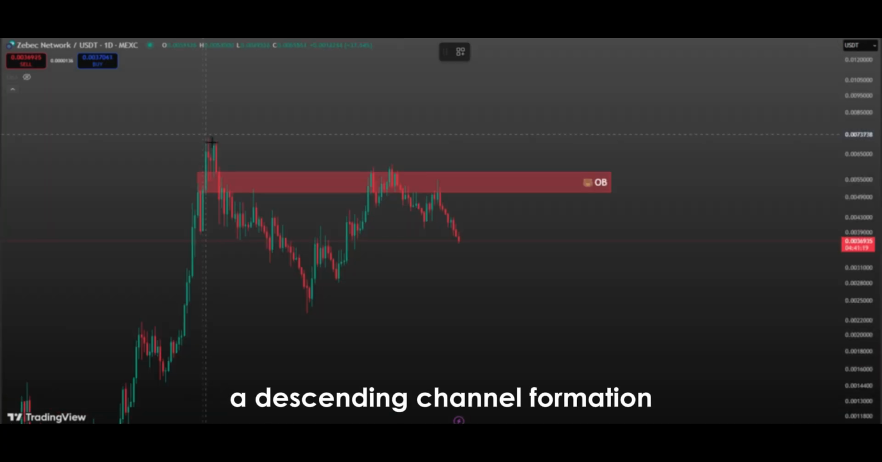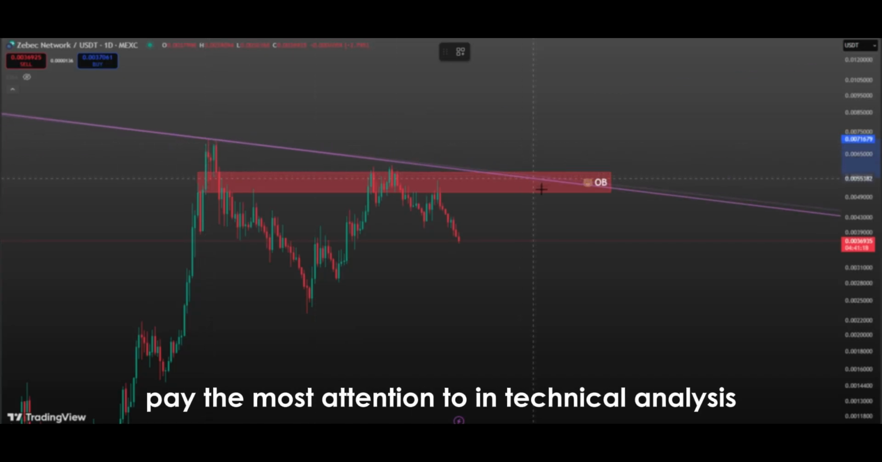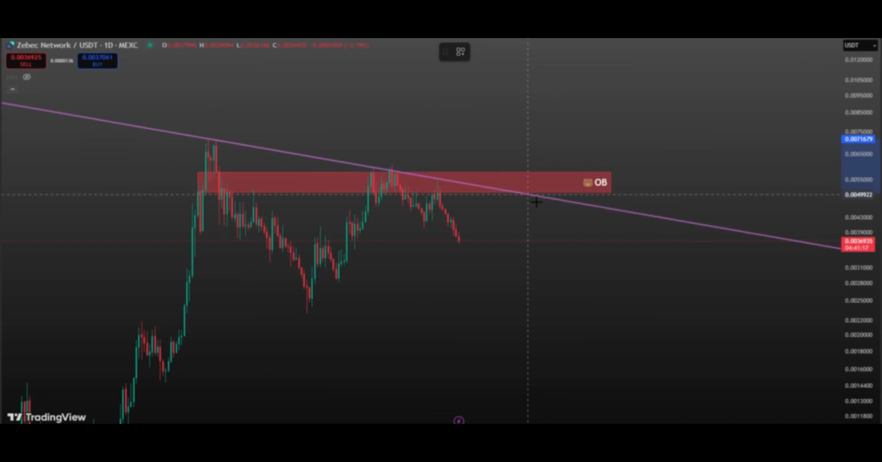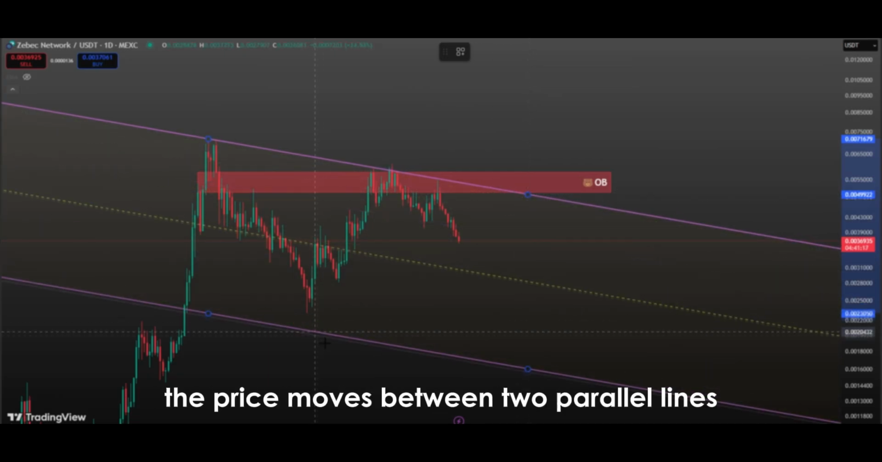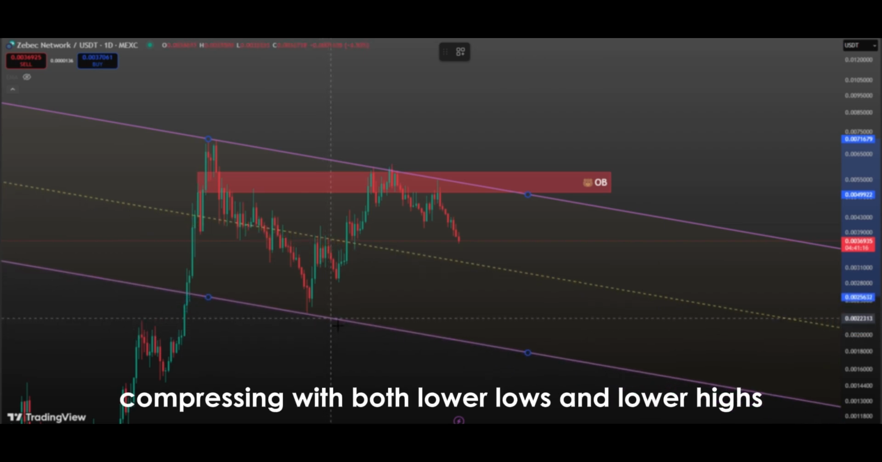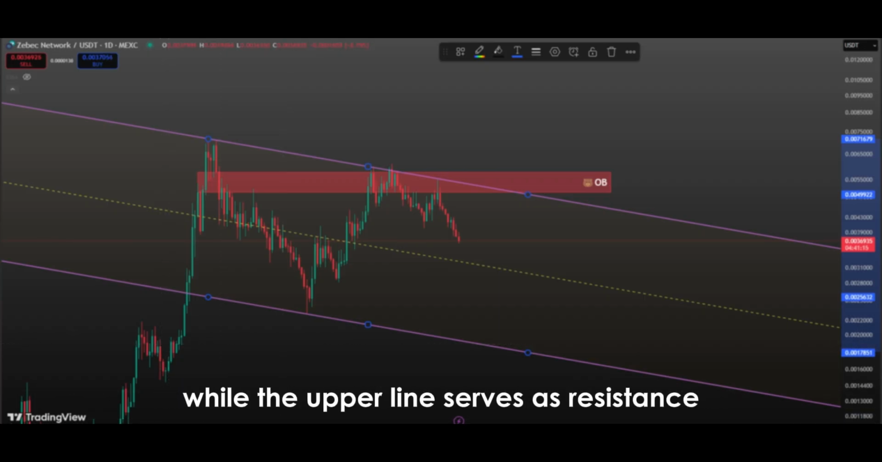A descending channel formation is one of the patterns that investors pay the most attention to in technical analysis, as it shows that the price is moving within a certain trend. In this formation, the price moves between two parallel lines, compressing with both lower lows and lower highs. The lower line of this channel acts as support, while the upper line serves as resistance.